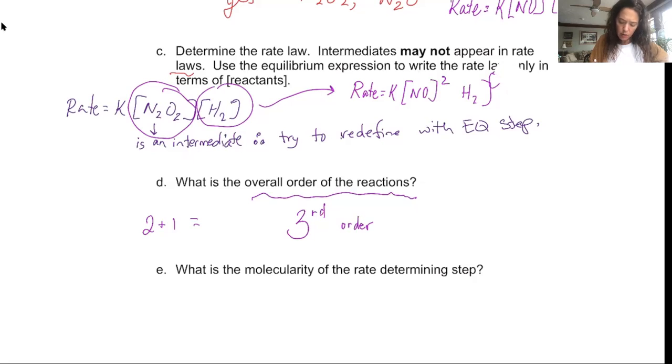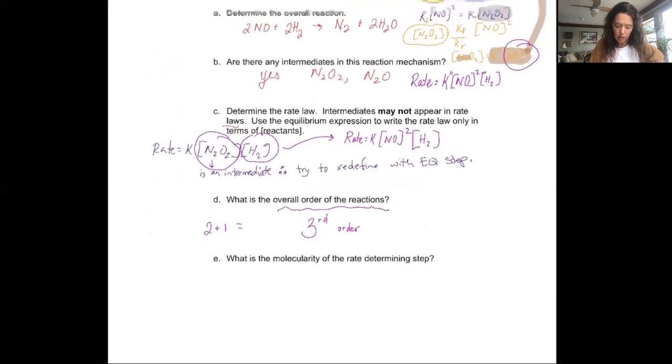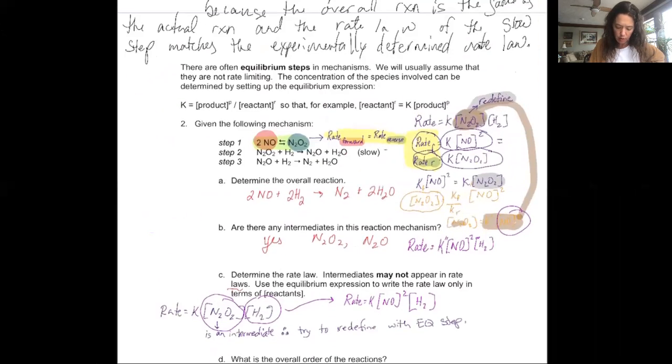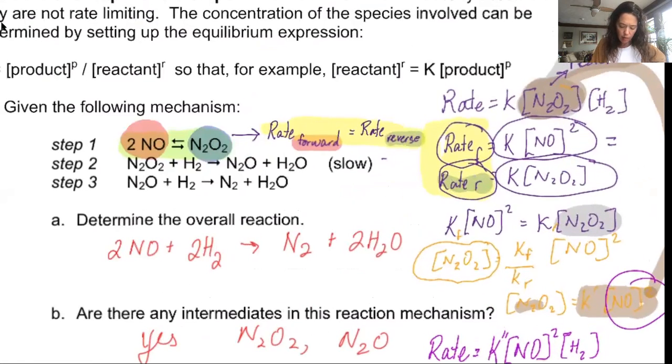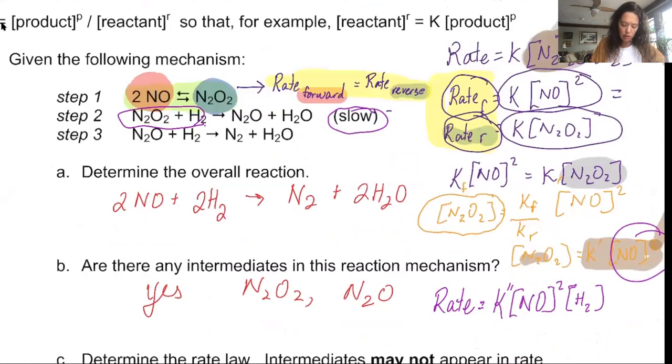Let's get rid of that right there. Okay. And then what is the molecularity of the rate determining step? Well, let's look up here. The rate determining step was the slow step. It was bimolecular.